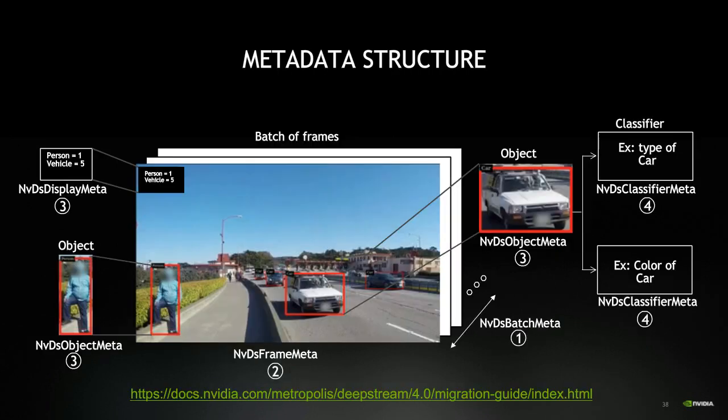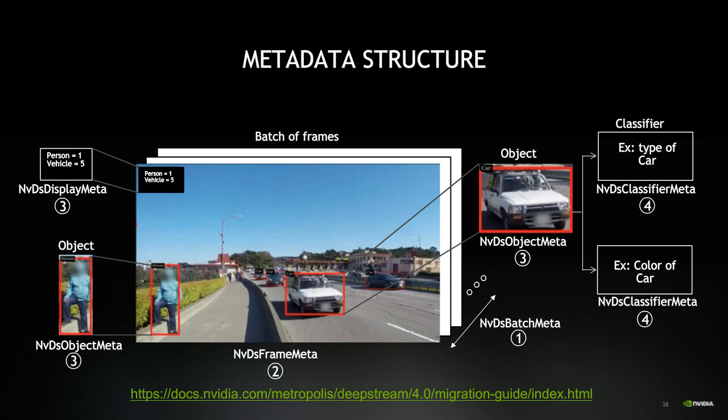Let's walk through the metadata structure in DeepStream 4.0. The metadata structure in 4.0 is very different from the previous releases. The metadata structure starts with the batch level metadata, NvDsBatchMeta, marked as 1 on the slide. This metadata is generated inside the NVStream Mux plugin. This is the first level of hierarchy. Inside of batch meta is the frame meta, NvDsFrameMeta, shown as number 2 on the slide. The number of frame meta inside the batch meta is equal to the batch size of the stream mux. Frame meta is the second level of the hierarchy.